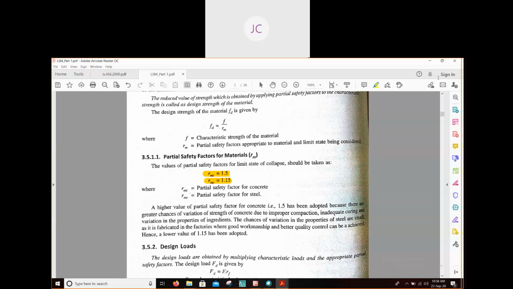Okay, so now can you tell me one thing? Do you have this question in your mind? Why is the value of partial safety factor for concrete more and why is the value of partial safety factor for steel less? Anyone? Do you have any idea, or can you use your common sense also? Why should it be less, why is it more?